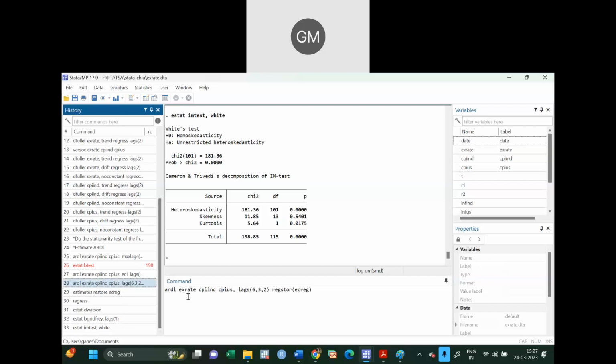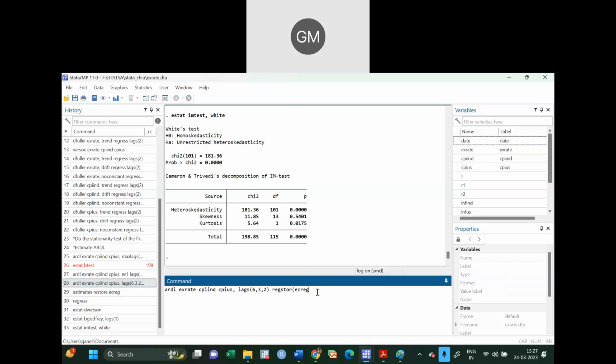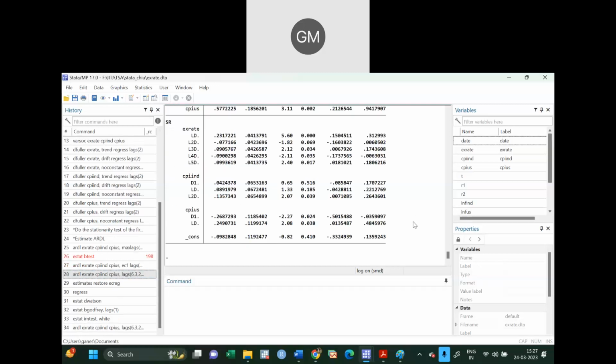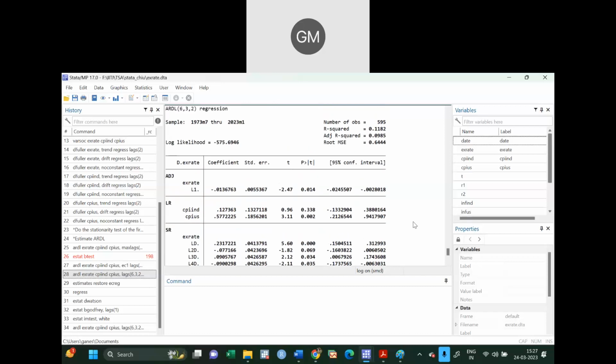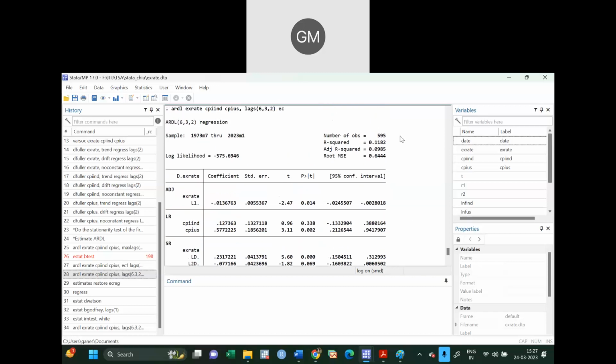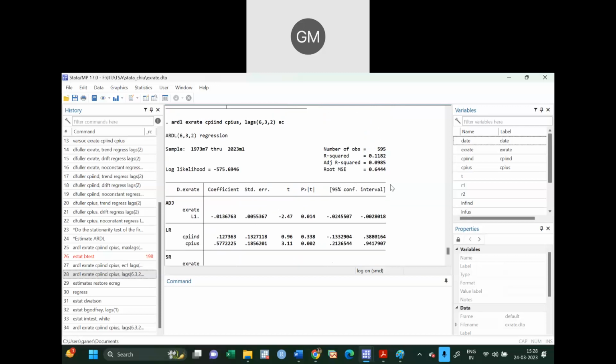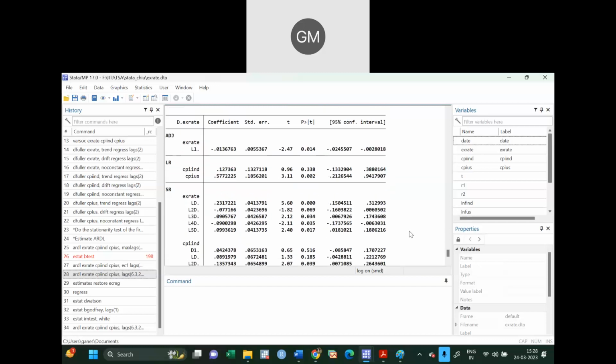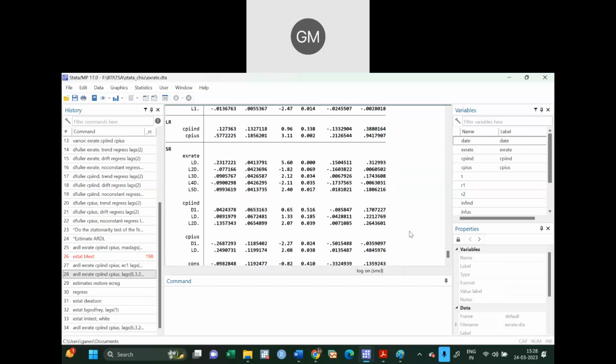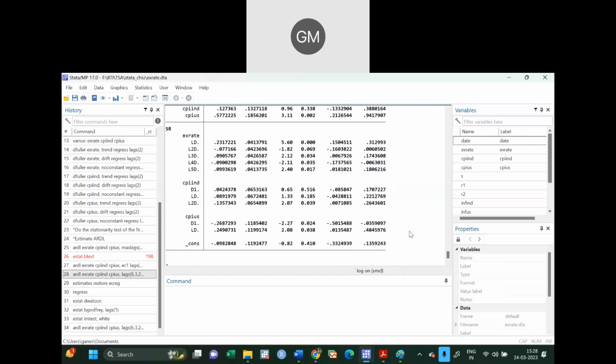So ARDL, X rate, CPI India, CPI US lags. Then if you just write EC. This is the equation which we have already seen, and we are interested in this adjustment term and the significance of the lag variables in the short run and long run, and that's all.